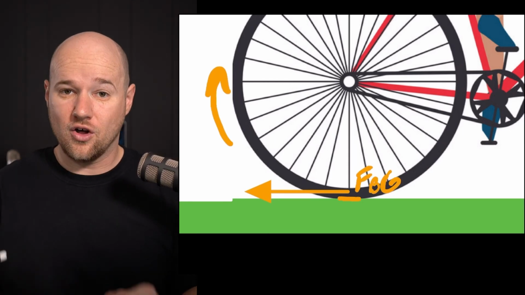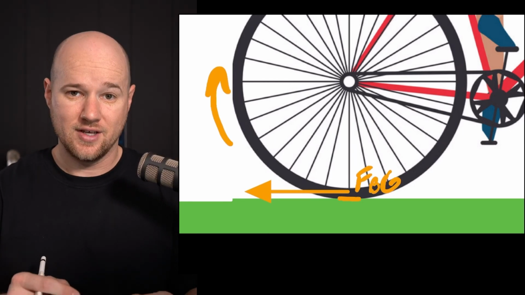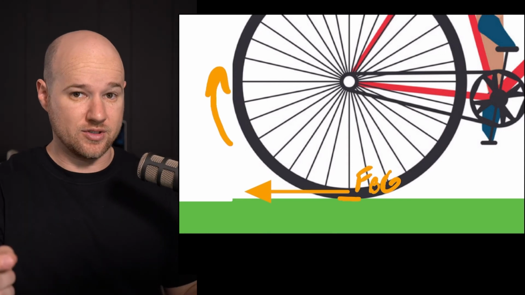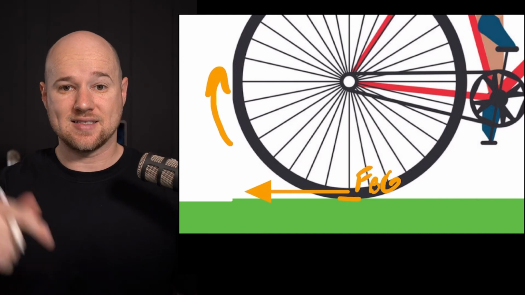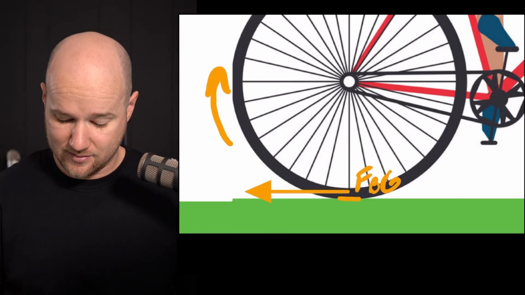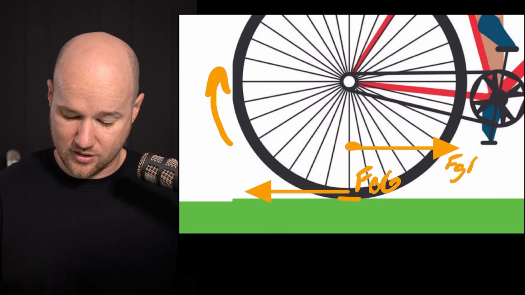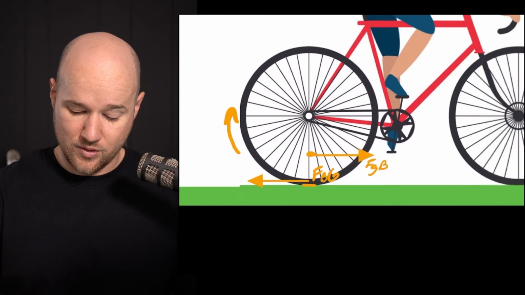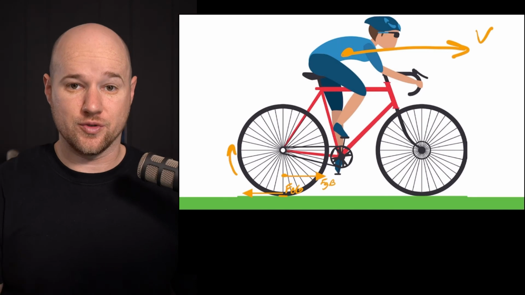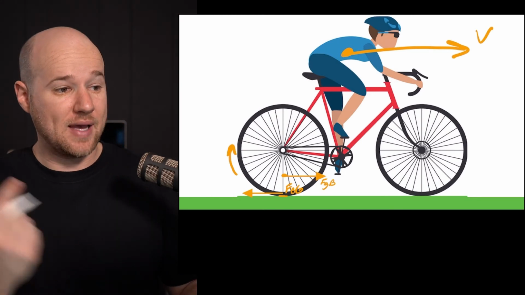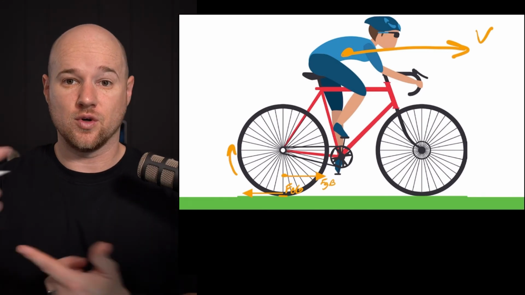However, we know all forces come in pairs, and there's always an equal and opposite force being applied. So that means the ground is applying the same force back on the bike. So we have a force of ground on the bike. And that force from the ground on the bike is what creates that forward motion. You see, the tire is pushing backwards on the ground, but the ground is pushing forwards on the bike.